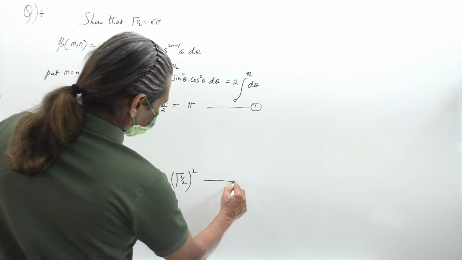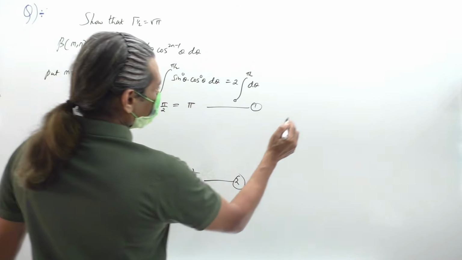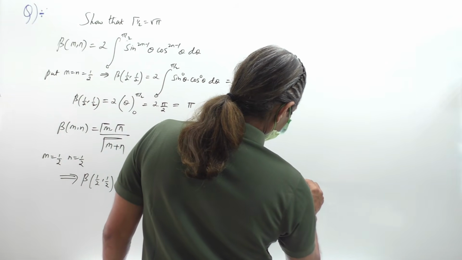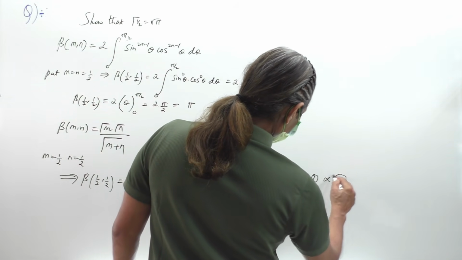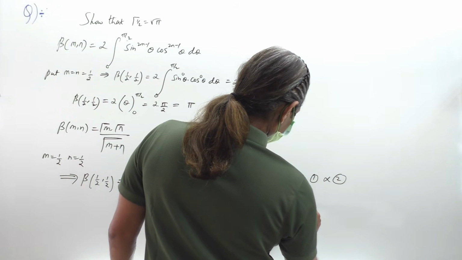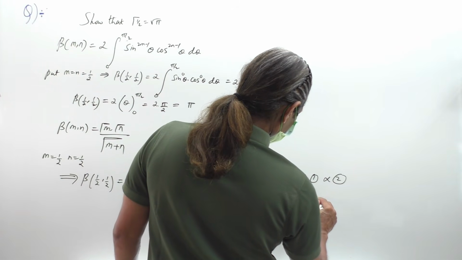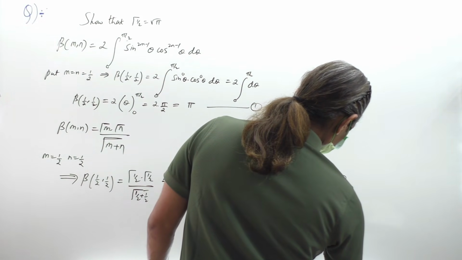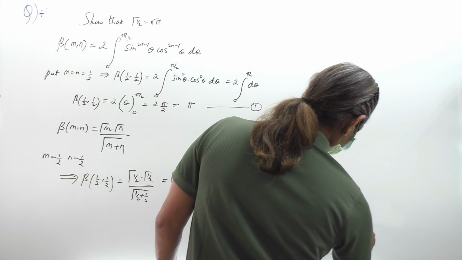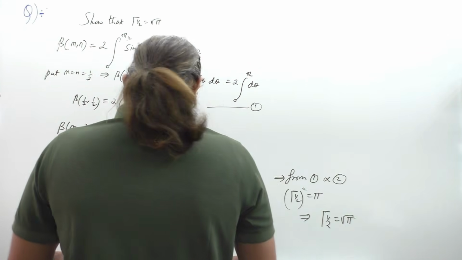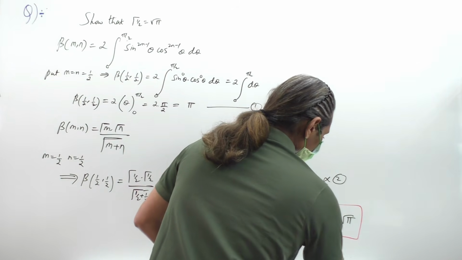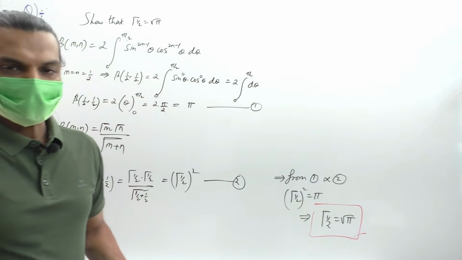So from 1 and 2, gamma 1 by 2 the whole square is equal to pi. That implies simply gamma 1 by 2 is equal to root of pi. That's it, a simple derivation which can be asked again for 7 marks. That's how it is done.